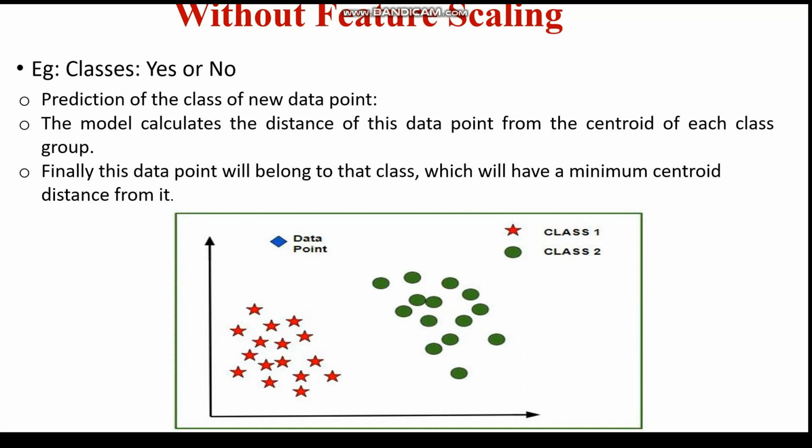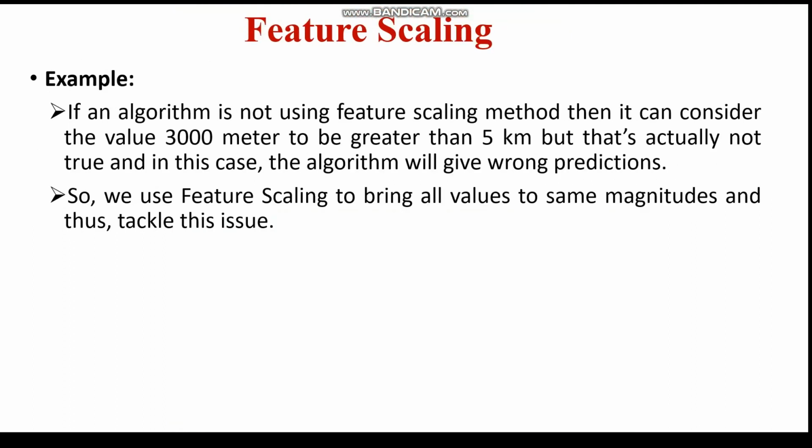So if we consider the data without feature scaling, classes are yes and no. For prediction of the class of a new data point, the model calculates the distance of this point from the centroid of each class group. Finally, the data point will belong to that class which is at minimum distance to the centroid value. So let's consider the example of feature scaling. If an algorithm is not using feature scaling method, it can consider the value of 3000 meter to be greater than 5 kilometers. So let's consider we are talking of 3000 meter.